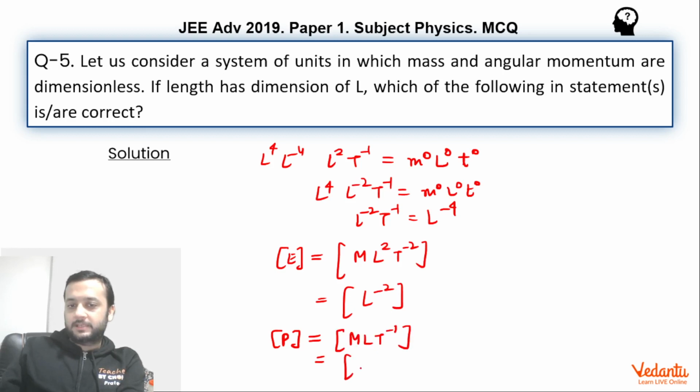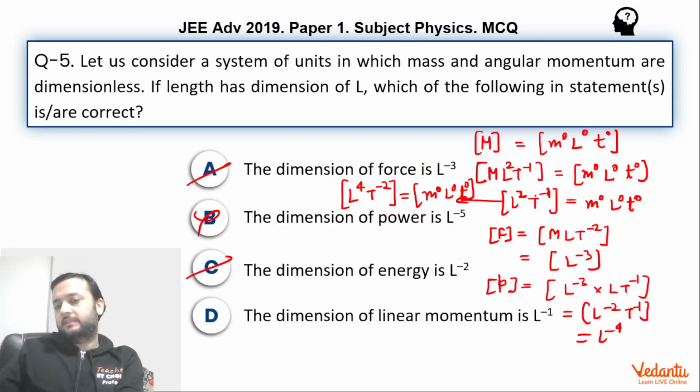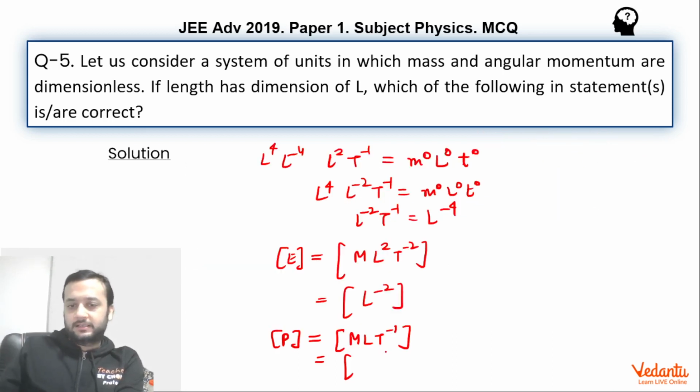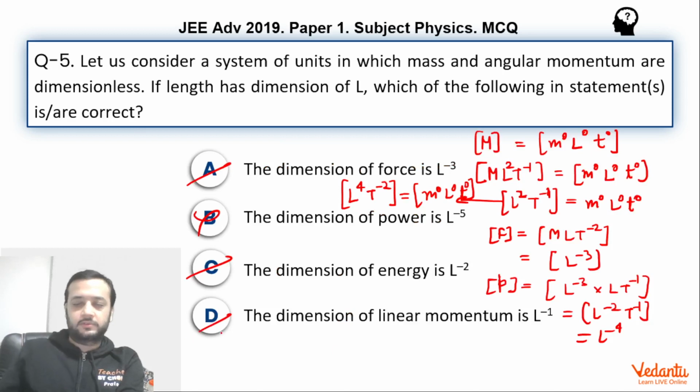Linear momentum. If you take the symbol of linear momentum as capital P, it is mass into velocity. Mass anyway is dimensionless, so we are forgetting that. LT inverse. Again, LT inverse can be found from this equation. If you take L to this side, you will be left with LT inverse. If L goes to this side, it will become L to the power minus 1. So we can say that this can be written as L to the power minus 1. I hope you would have understood. So option D was also right.